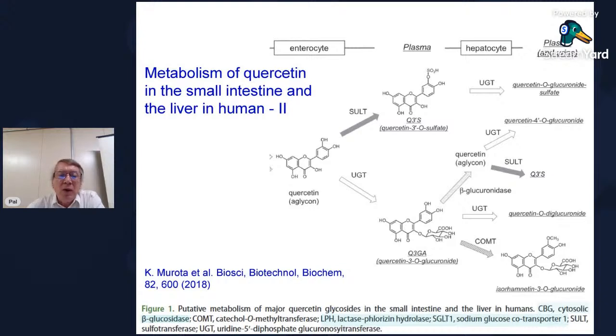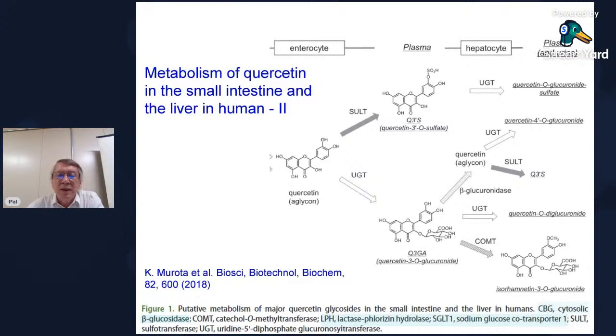The phenolic hydroxyl groups and the enolic hydroxyl groups are involved, and partly by interaction with the sulfotransferase enzymes, the sulfate derivative is formed, and by means of the glucuronic acid transferase, the glucuronic acid derivative of quercetin is formed.